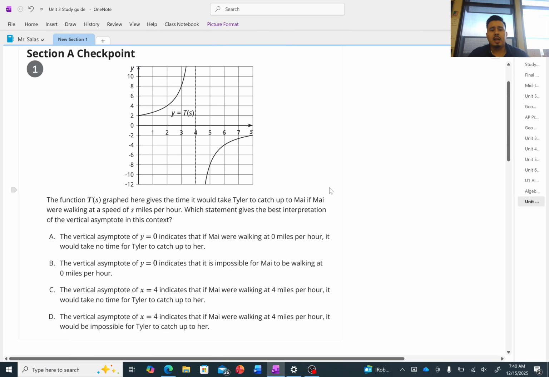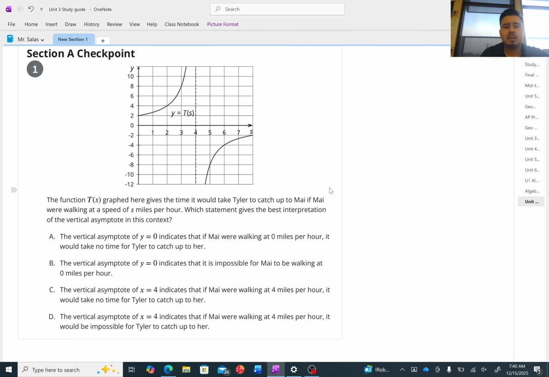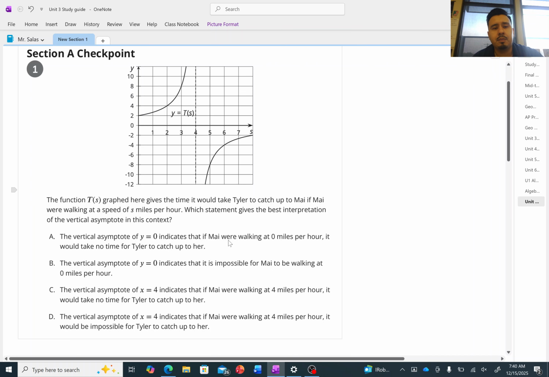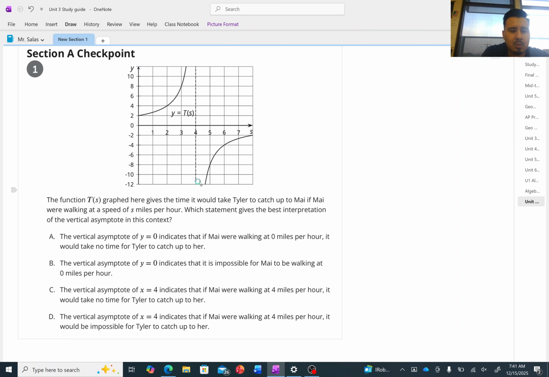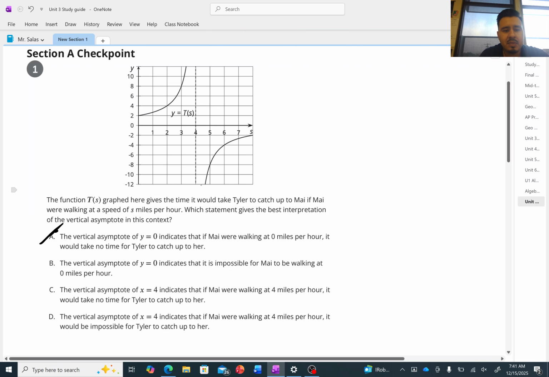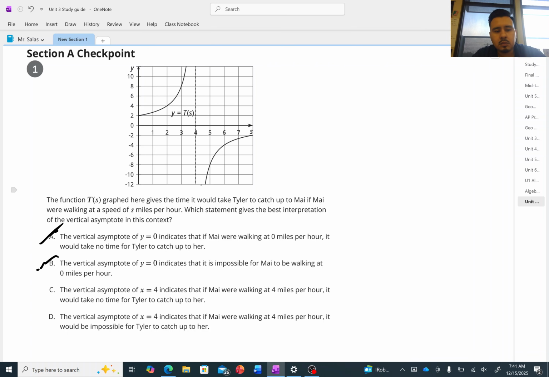So let's see what sentence best represents the situation. The vertical asymptote of y equals 0. We were already told the asymptote is at 4 based on my graph. My asymptote is here, so anything that says 0 is not correct. The vertical asymptote of y equals 0, nope, that is wrong.